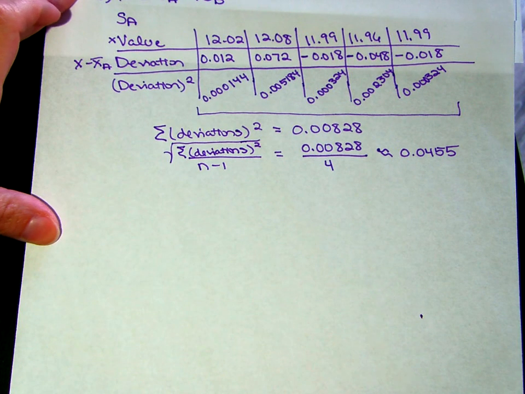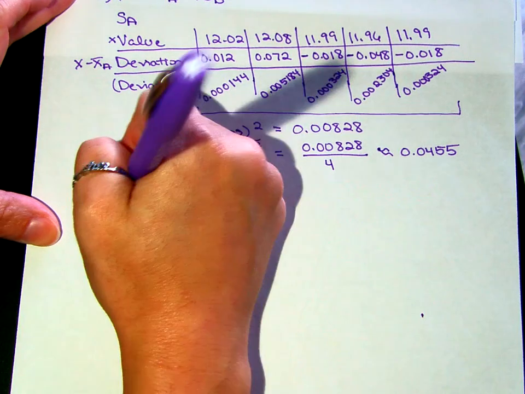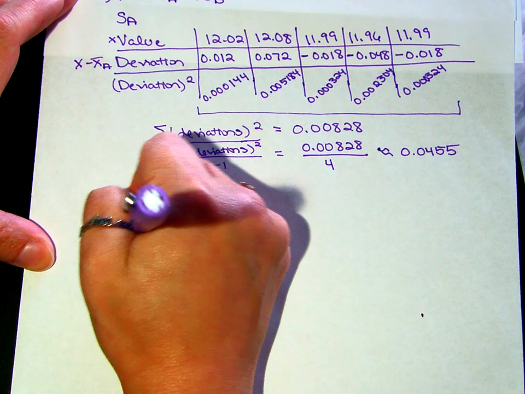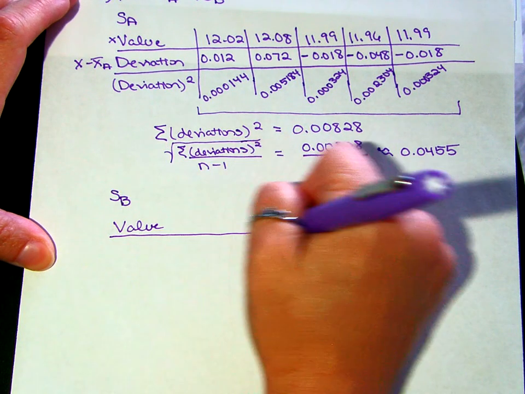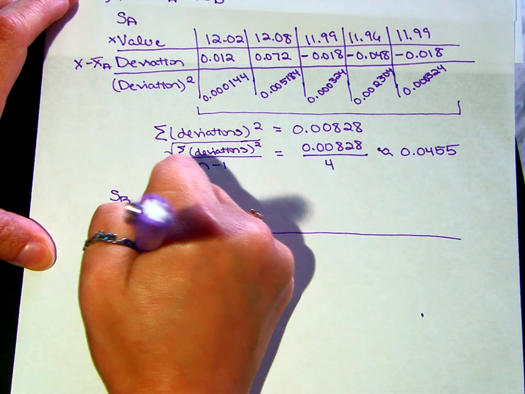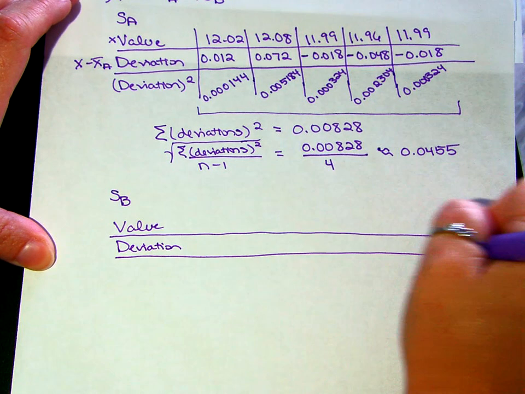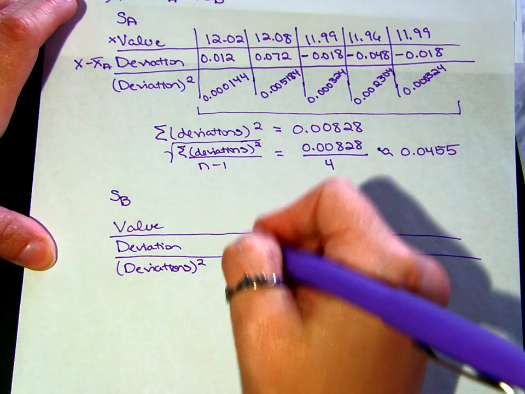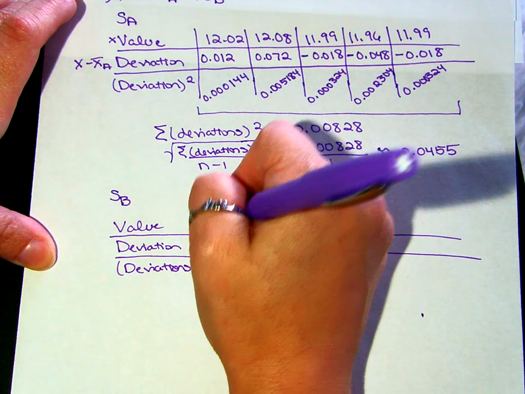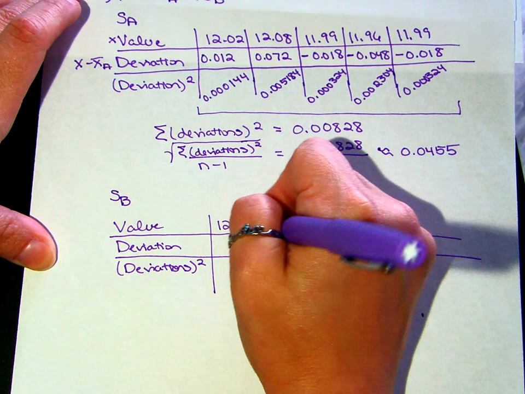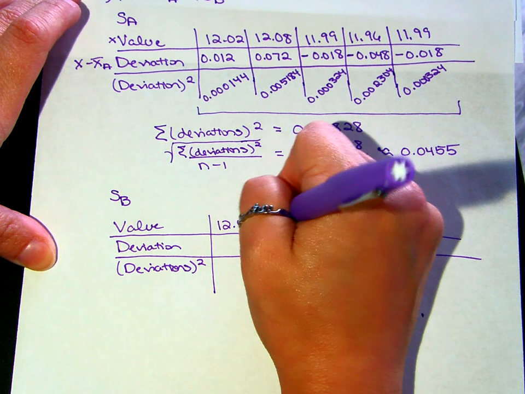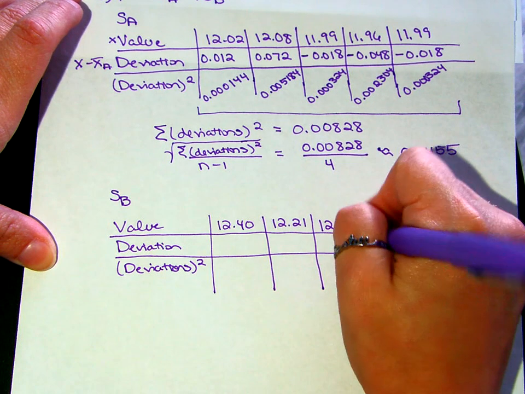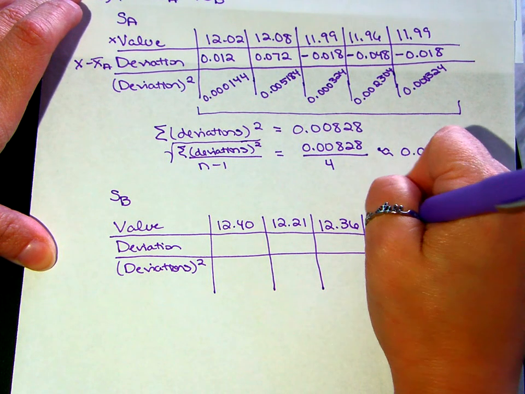We have S of B. So we'll have our value, our deviation, deviation squared, and our values were 12.40, 12.21, 12.36, 12.22, 12.27. That's a 7.